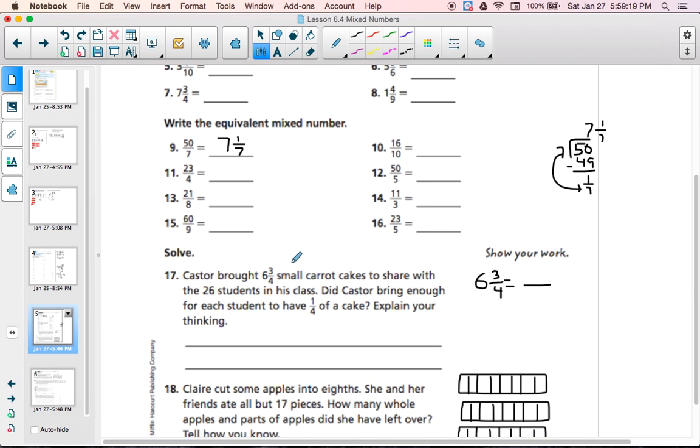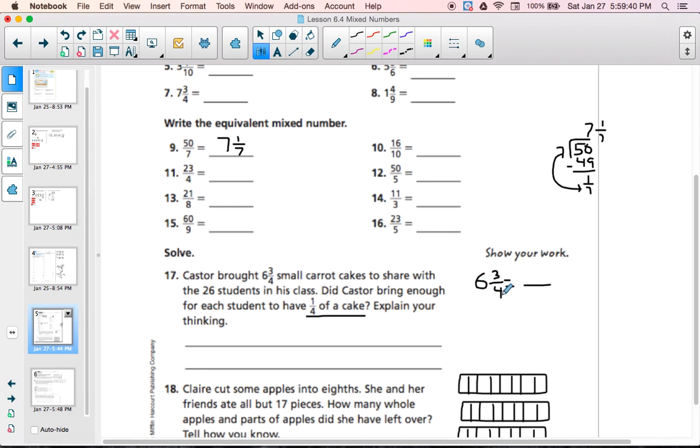All right, so let's look at the word problems. Castor brought 6 3/4 small carrot cakes to share with 26 students in his class. Did Castor bring enough for each student to have, and this is important, 1/4 of a cake? Explain your thinking. So show your work over here.